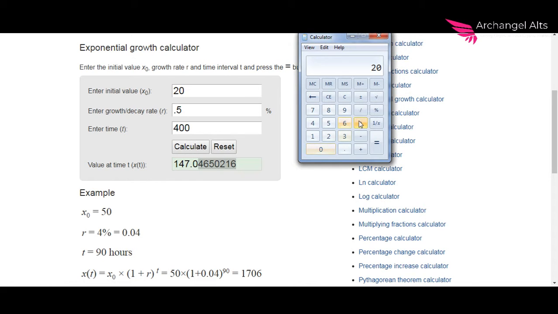20 times 0.005 equals that times 400 equals 40 plus our initial 20. You've grown from 20 to 60 or grown from 20 to 147. That's by adding those, a third of a penny when you started. It's so difficult to have the discipline to do this right, but that's the way to do it right.